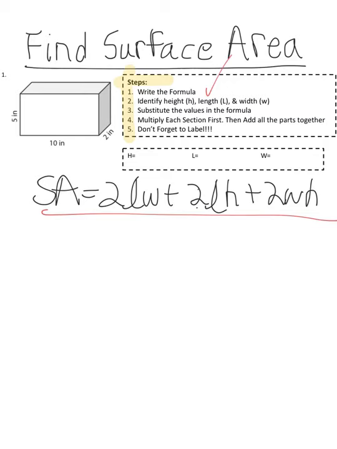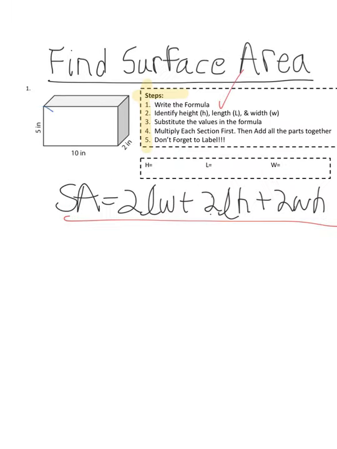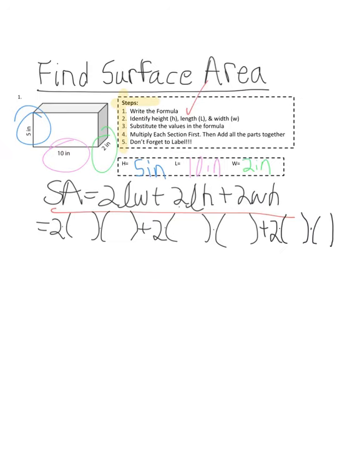So there's your formula. Step 2, we need to identify the height, length, and width of this prism. So our height is going to be 5 inches. The length is going to be 10 inches. And our width is going to be 2 inches. Alright, so step 2 is done. We have identified the height, length, and width, and now we need to substitute the values into the formula.